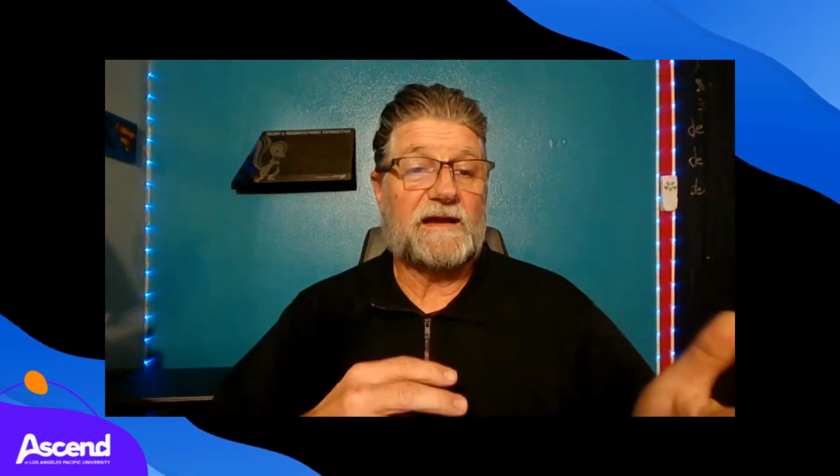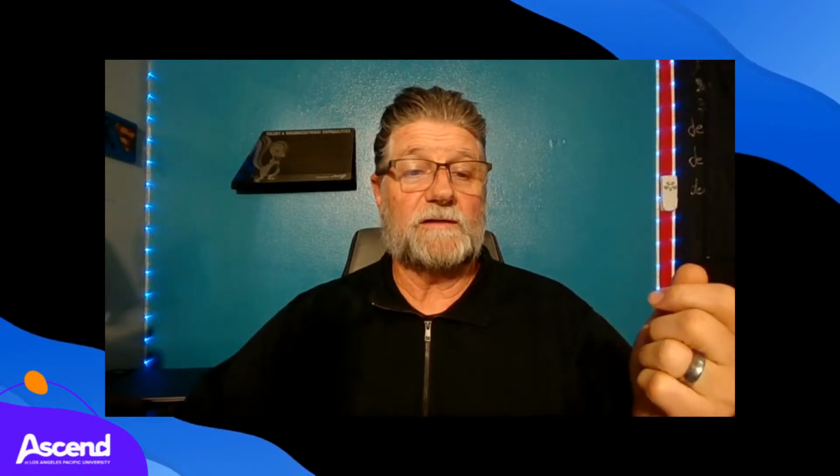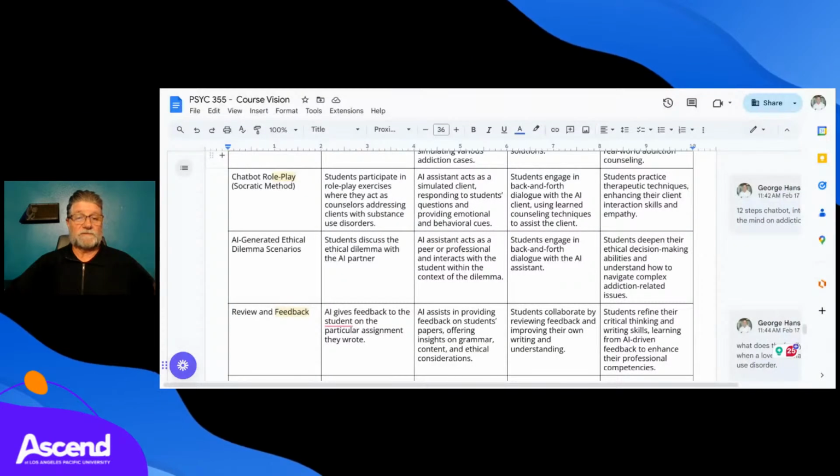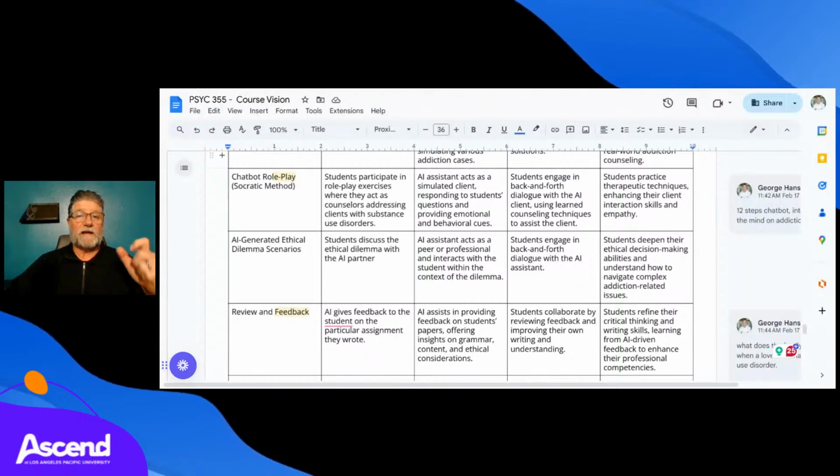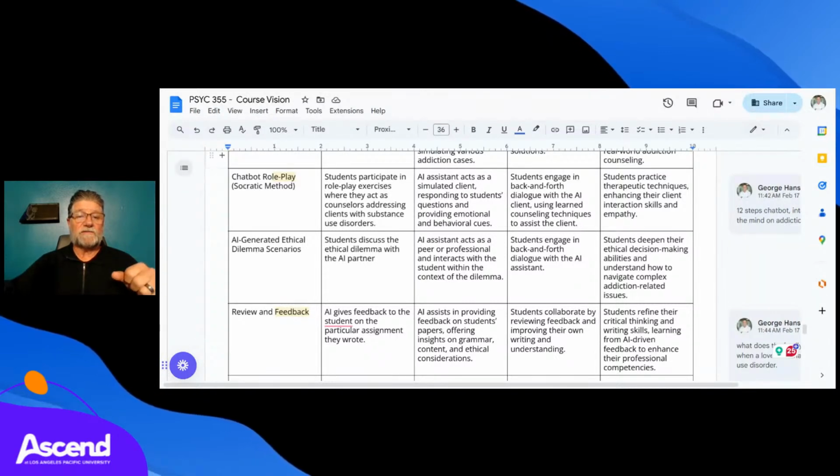Chatbot role play. Our chatbot uses a Socratic method. AI-generated ethical dilemma scenarios, review and feedback. We even have an assistant that helps students practice their motivational interviewing skills. So it's incredibly powerful what we can do. And this comes from, in this case, the Nectar assistant that I use, we call it Spark, which gave me all of this content. These are ways to start. If I don't know where to start, guess what? I am able to, it's up there now, my apologies. As we're looking through this, here's all the pieces.